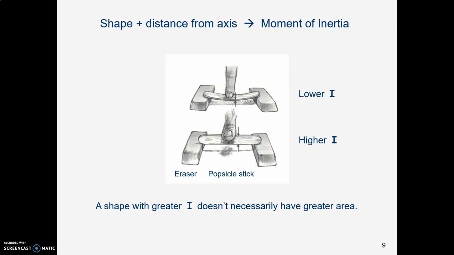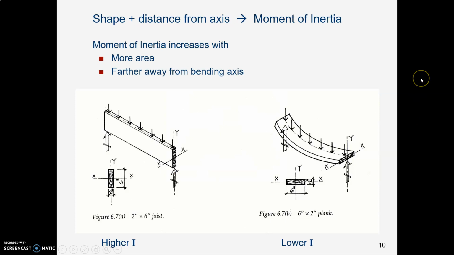You could take a popsicle stick, one of those wooden, or a tongue depressor. If you just lie it flat over a couple of erasers, it's pretty flexible. You could push down on it. If you take that same stick and turn it up on edge, you have now moved the material out away from the bending axis, and now it's pretty stiff when you try to push down on it. You haven't made it any greater in area, but you've changed the moment of inertia.